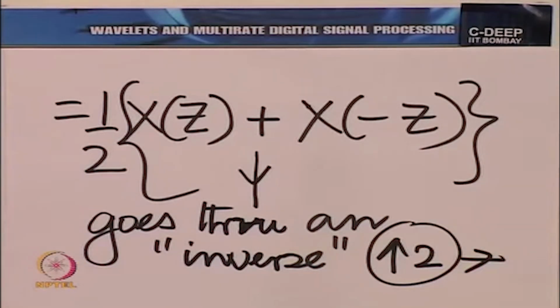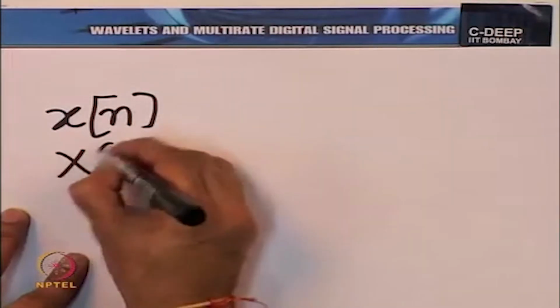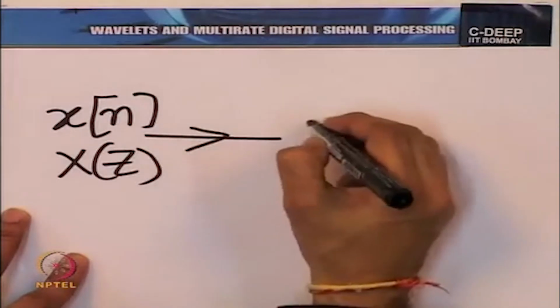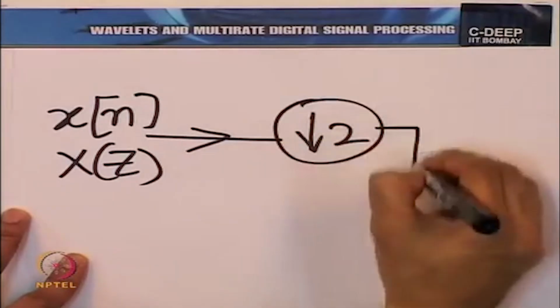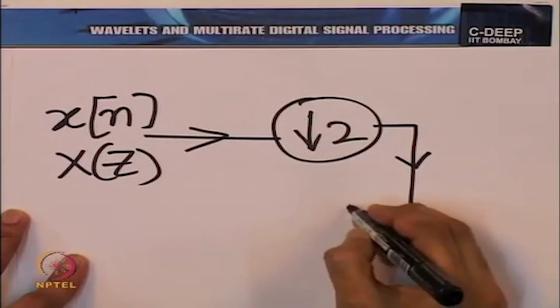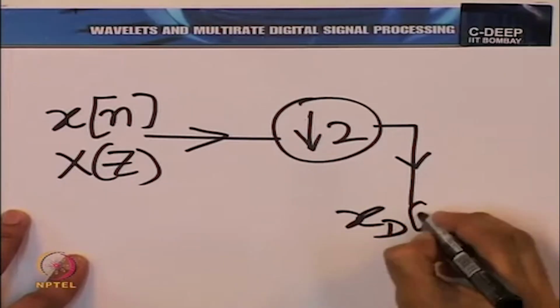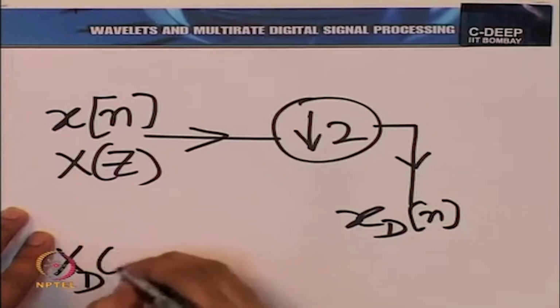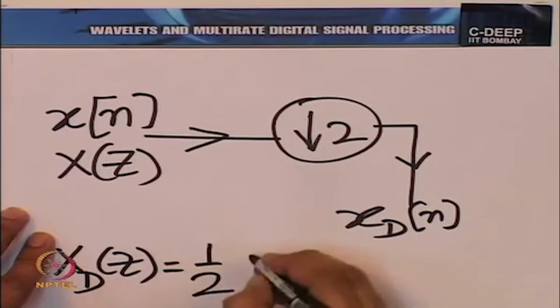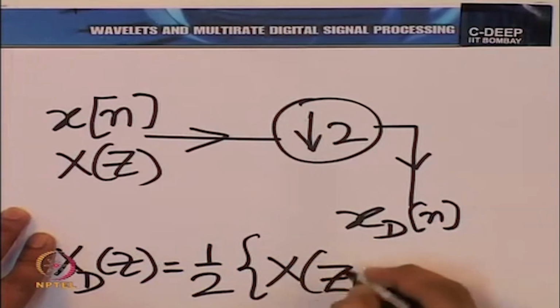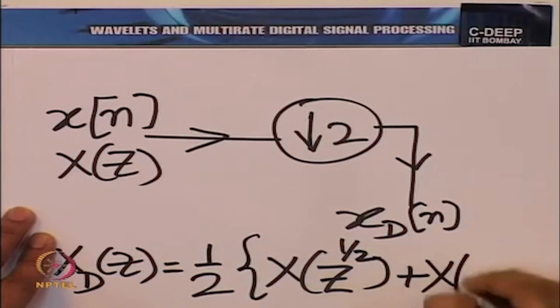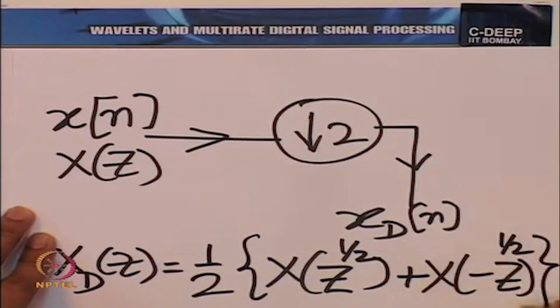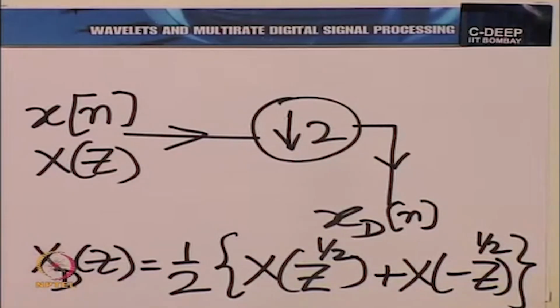And therefore, if we put these together, we have the final result: x n with z transform capital X of z, when it goes through a downsampling by 2, becomes in the z domain x d n with the corresponding z transform given by half, X of z raised to the half plus X of minus z raised to the half. We have done what we wanted to in this lecture.